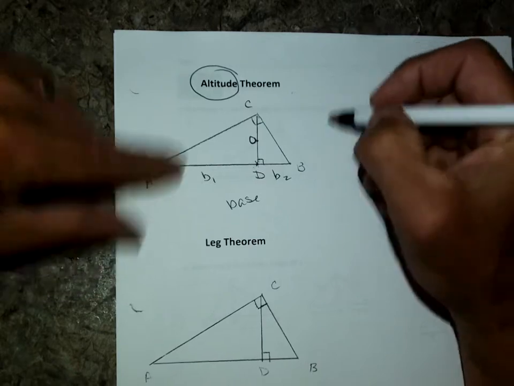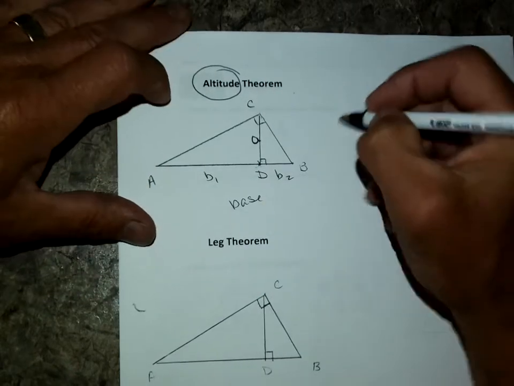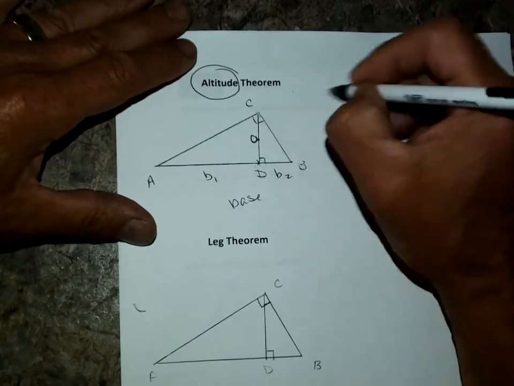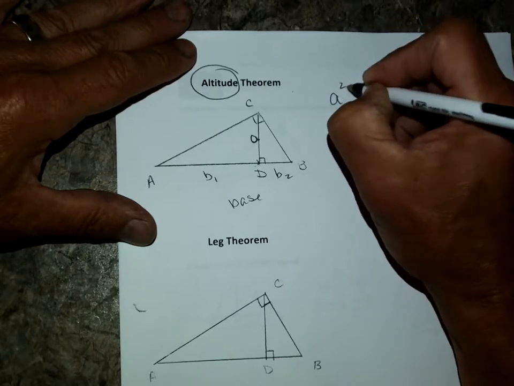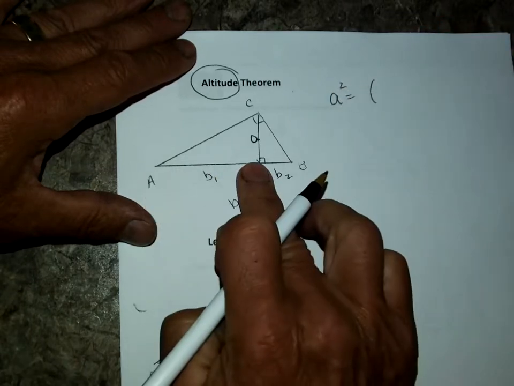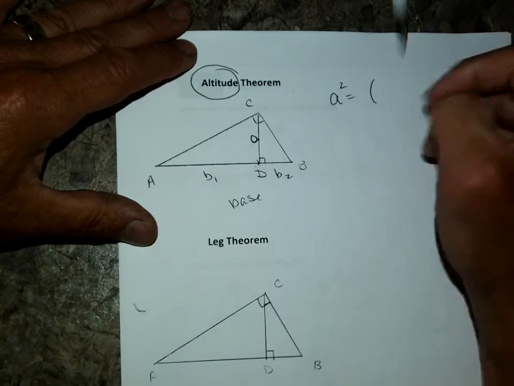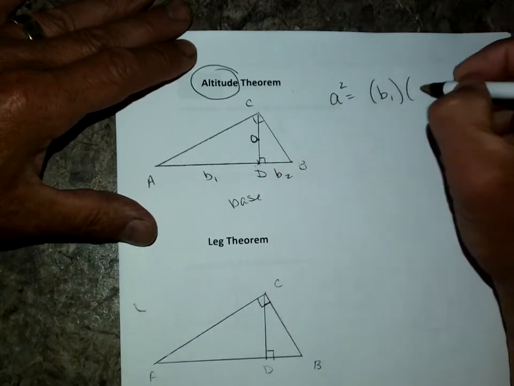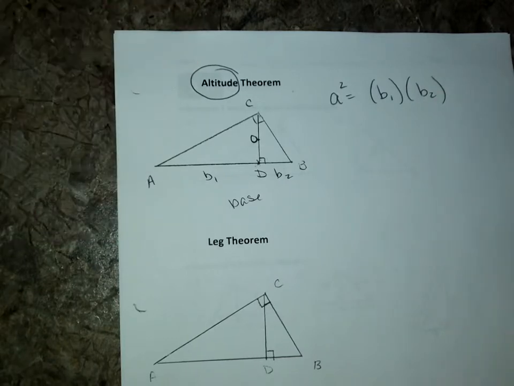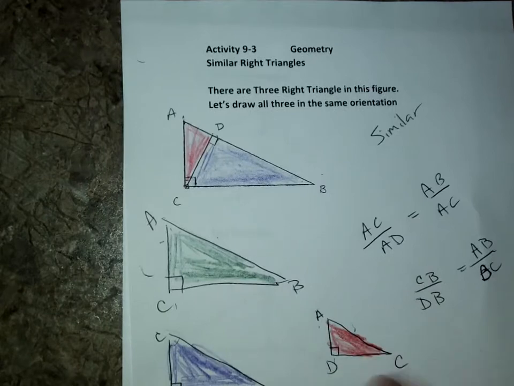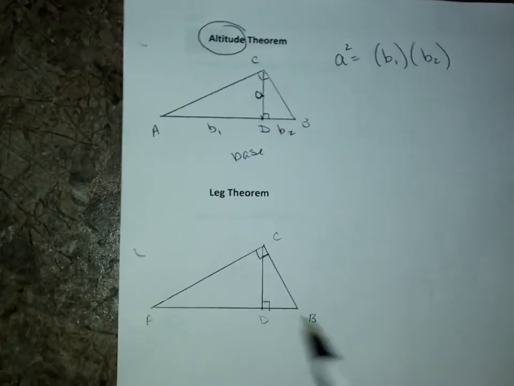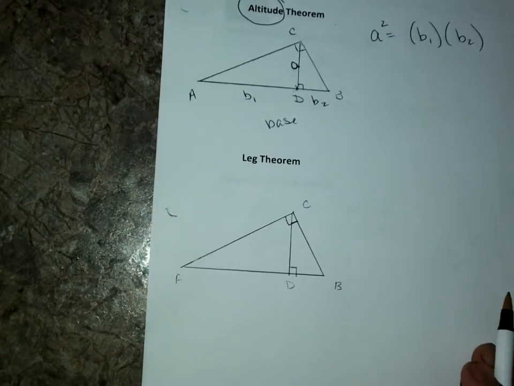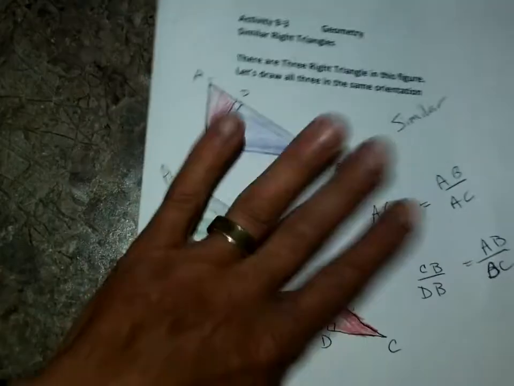So if we set up the geometric mean, or better yet, let's just make it easy. Let's say the altitude squared is equal to this part of the base, not the whole thing, but this part of the base times this part of the base. Okay, if you have that information, it's a little bit easier than taking the triangles apart and finding out what's similar. Sometimes we have to do that, okay? Now, the leg theorem is another one of these ways to make this a little bit easier, okay?